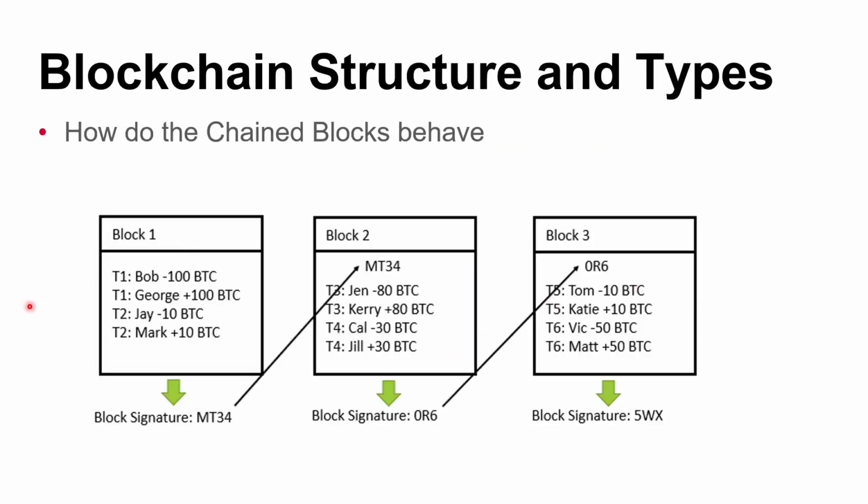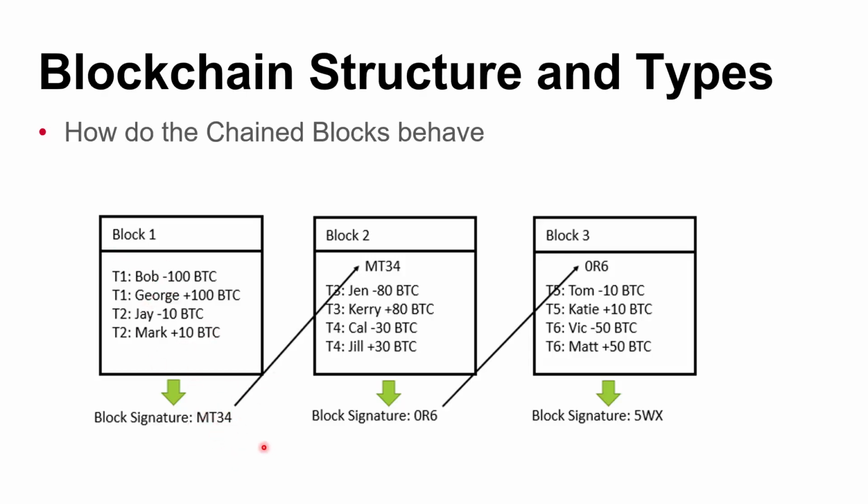Here's a slightly simpler variation. We can see in this case that there are lists of transactions in each block, and there's a block hash, or block signature, as it's sometimes called. This block 1's signature is the header of block 2. So we can see that this data in here, the Bitcoin transactions, are hashed up to this value.